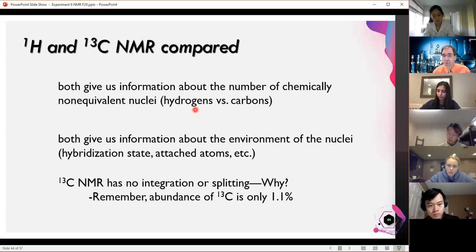So we don't look at those 2. We actually turn that off. So C13 has no integration or splitting because it's only 1% active, so those are unreliable. But you do still find information about how many types of carbon and where they are.